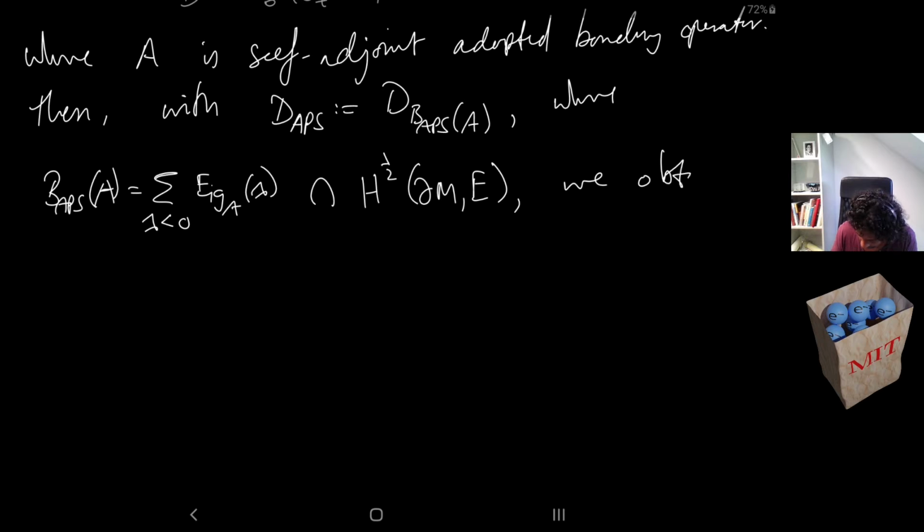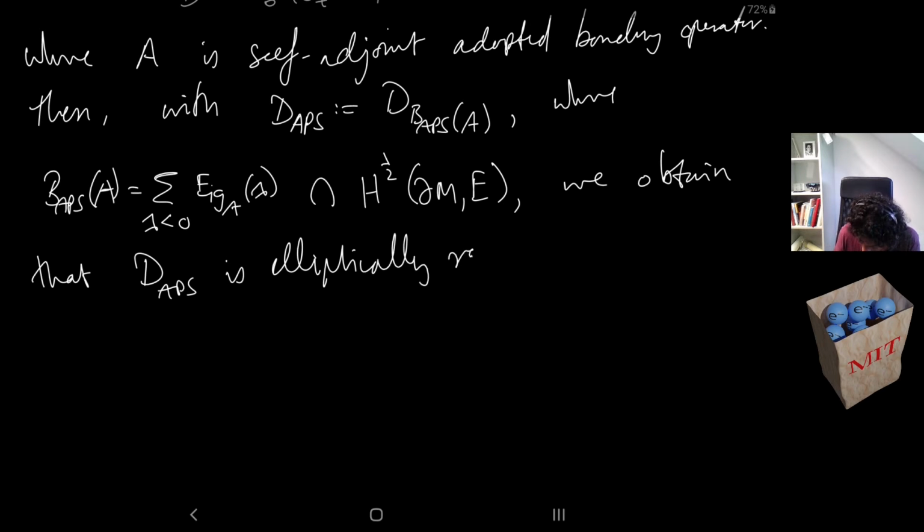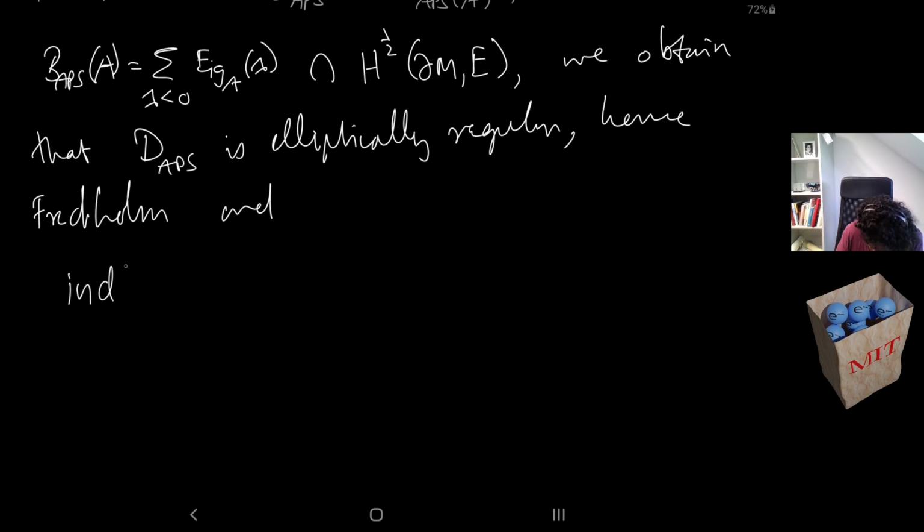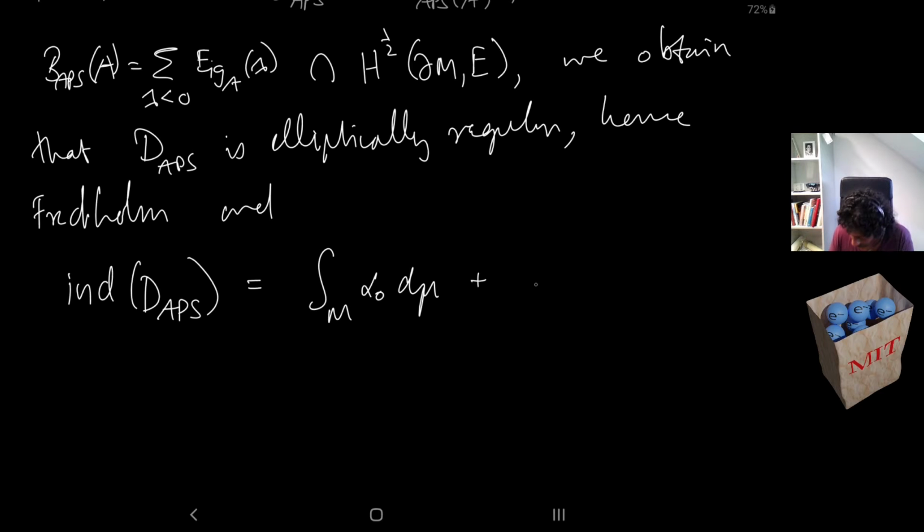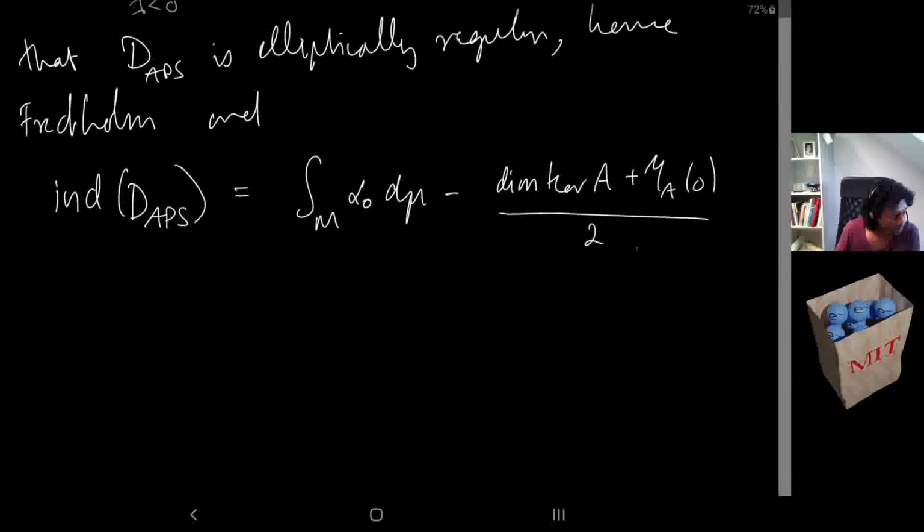We obtain that D_APS is elliptically regular, hence Fredholm, and the index is equal to the integral over alpha naught d mu plus, sorry, I should say minus, dim kernel of A plus this eta term divided by 2. Okay.